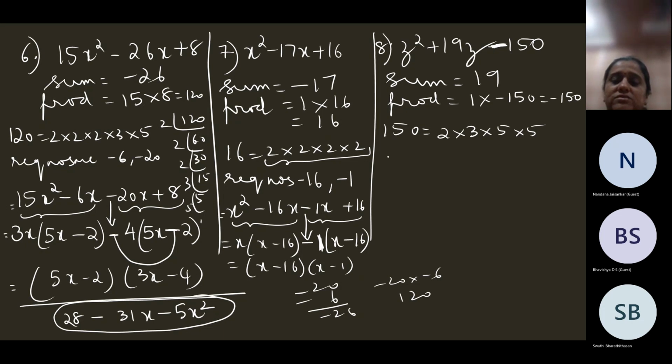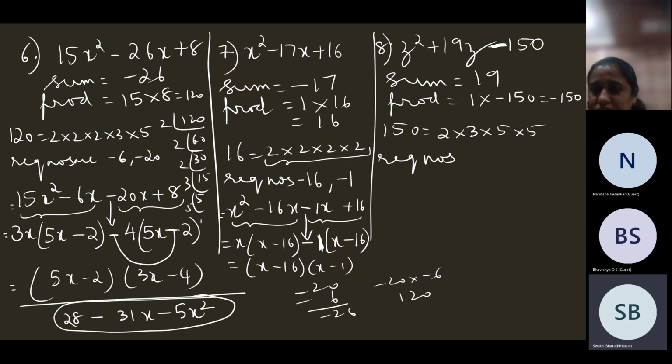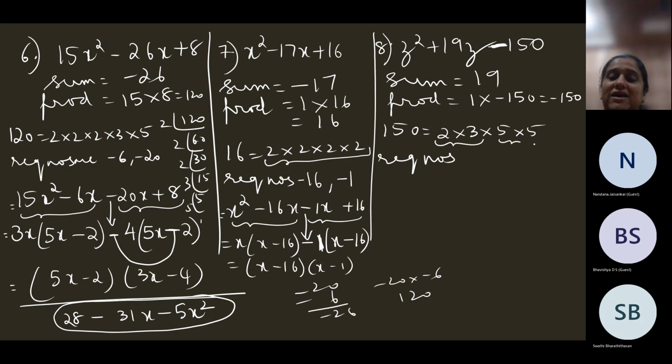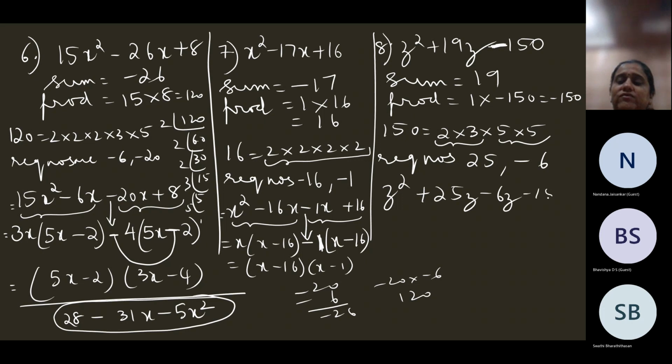So what are the two numbers? What are the required numbers? Ma'am, 25. Correct. 25 and? Minus 25 and 6, ma'am. Correct. I mean, no, not minus 25. Minus 6, ma'am. Yeah, correct. So 25 and minus 6. 25 and minus 6 will give you plus 19. And the product will be minus 150. So z squared plus 25z minus 6z minus 150.